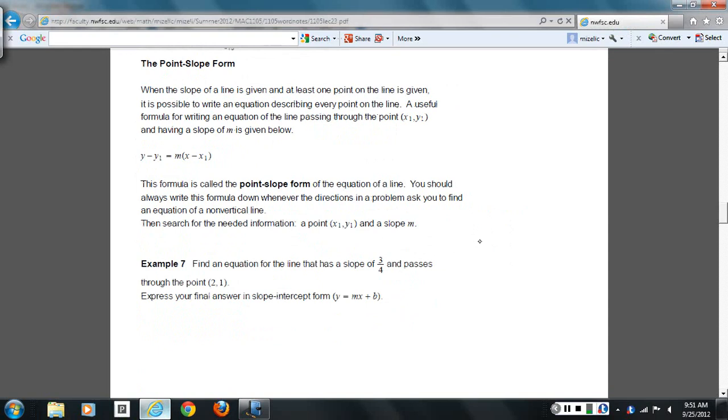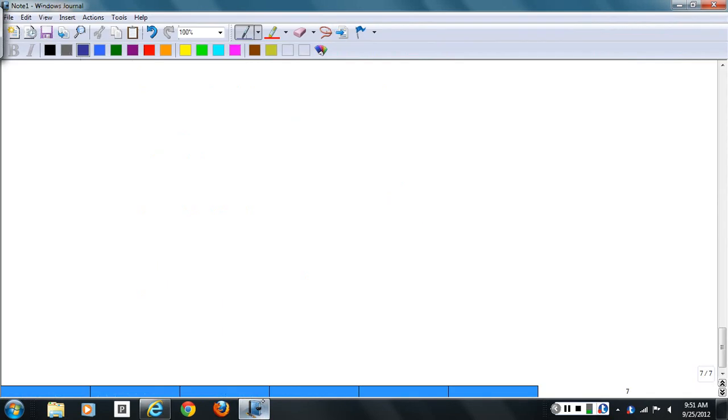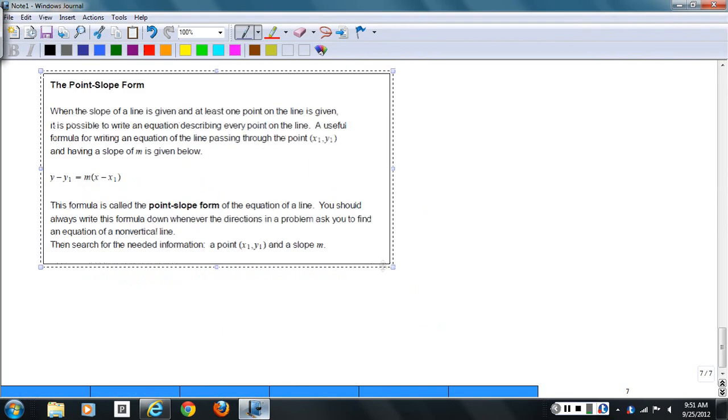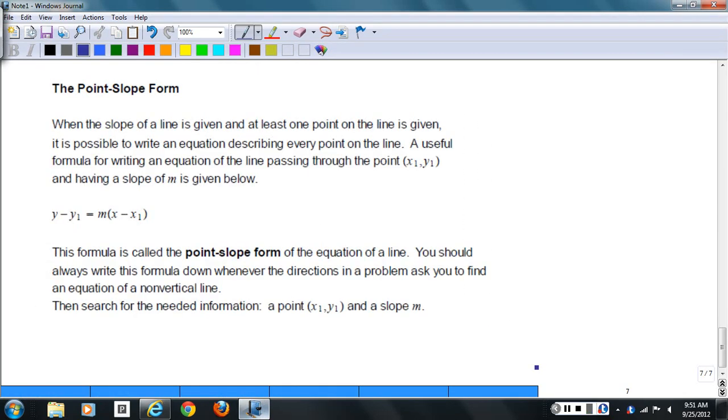Point slope form. To this point, we've been given equations or information about a line, and we have sketched graphs. If we're given information about a line, a point and a slope is enough information to sketch the graph. It also ought to be enough information to write an equation with x's and y's in it so that every point on the line represents an ordered pair that would satisfy the equation.